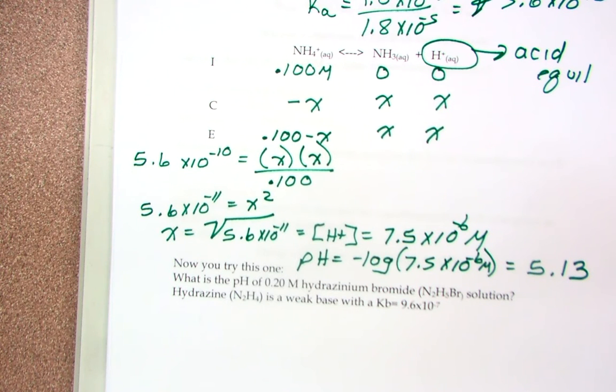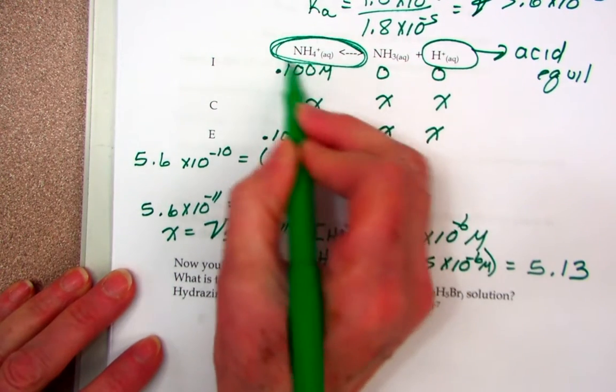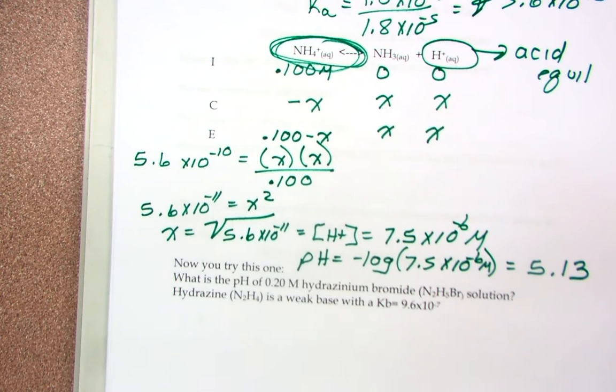Now, this is where you stop and think. 5.13, that's less than 7 at 25 degrees C, so it's an acid, and ammonium is an acid, so that seems like a reasonable answer. The only thing that is new or challenging here is the chemistry, and this is the hard part. It's recognizing that ammonium is an acid because it's the conjugate acid of a weak base. But the math is exactly what we've been doing before. Okay? Let's go ahead and have you do the next one on your whiteboards.